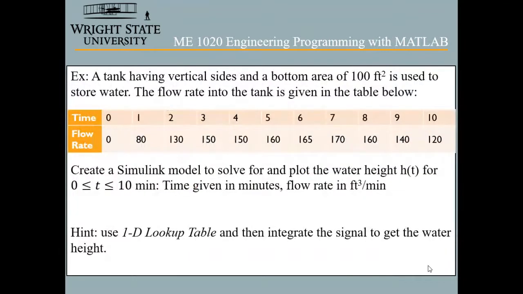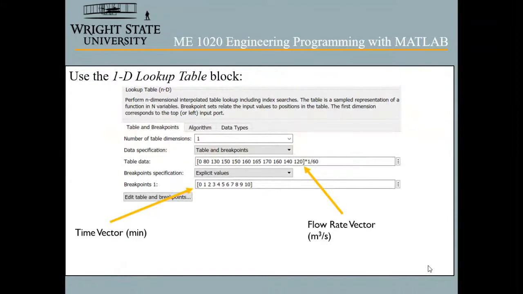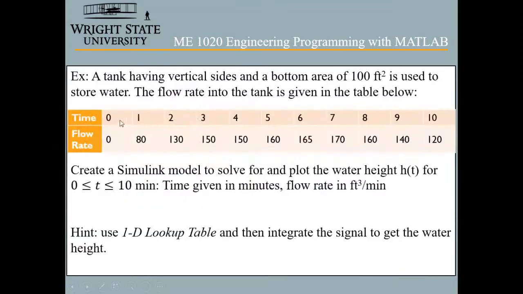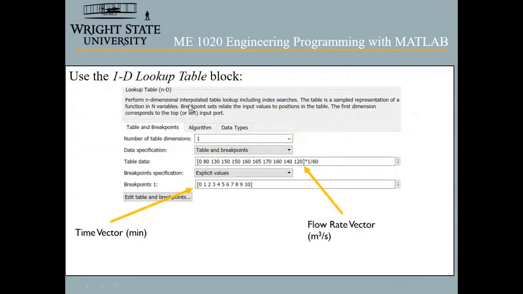a lookup table block. What this will do is it works in the same way as the interp1 function does, except you need to be aware of how everything works. In this case, I have an x value and a y value. My x value is time, my flow rate is my y value if you're using interp1. In much the same way, it's organized in the 1D lookup table dialog.